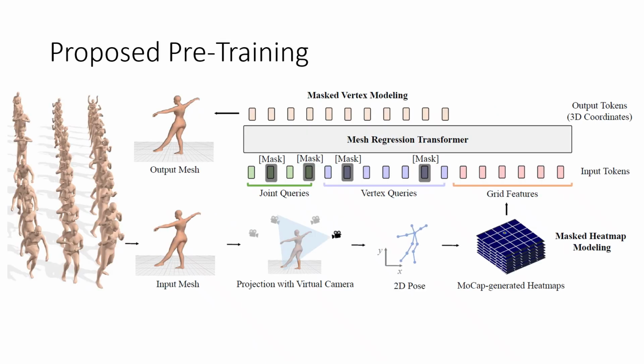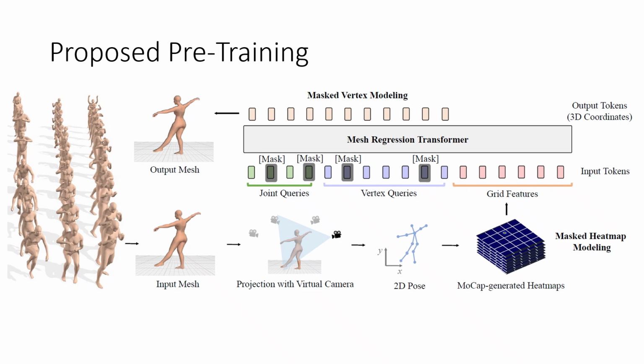This is the overview of the proposed mesh pre-training. Given a human mesh, which is sampled from the MoCap datasets, we first project its 3D human pose to 2D by randomly selecting a virtual camera. After that, we synthesize the heat maps to represent the projected 2D human pose. Our mesh regression transformer takes 3 types of input tokens, including joint queries, vertex queries, and MoCap-generated heat maps. We then pre-train the transformer to predict the 3D coordinates of body joints and mesh vertices given the input tokens. During pre-training, we perform Masked Heatmap Modeling and Masked Vertex Modeling to improve the robustness of the mesh regression transformer.